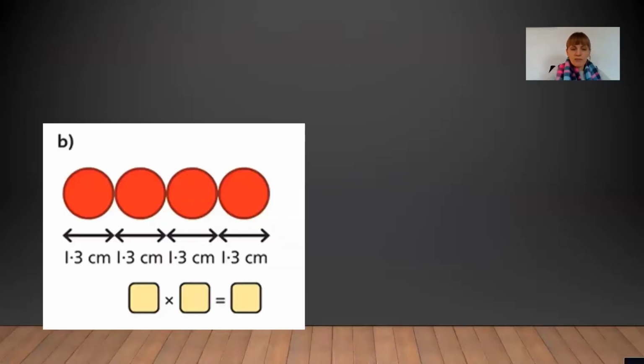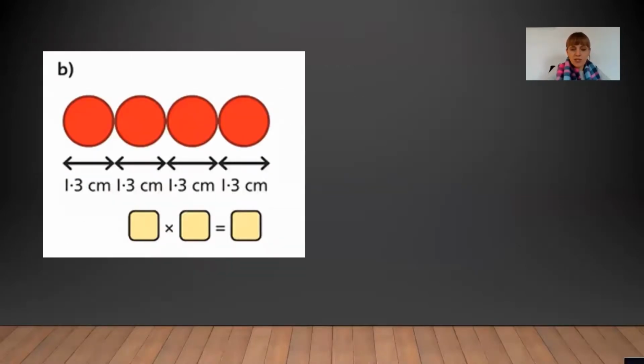Now, there are other ways of representing. Sometimes you might have it like this, where there are some circles and it tells you the width of each circle. Each one is 1.3, therefore that's our first number in our calculation. And how many are there? There's 4, so we're doing 1.3 times 4, which is 5.2. Our known fact would have been 13 times 4, 10 times smaller, gives us 5.2.